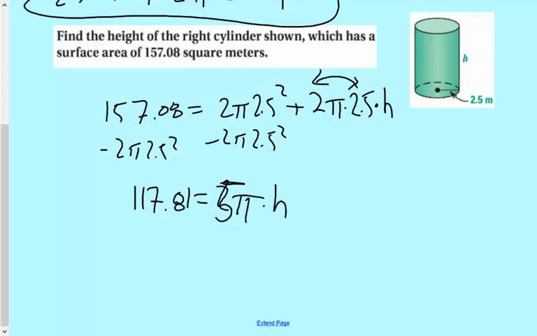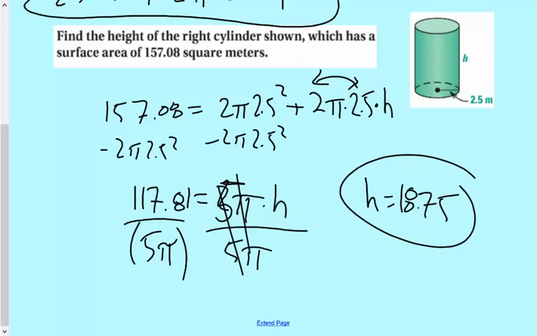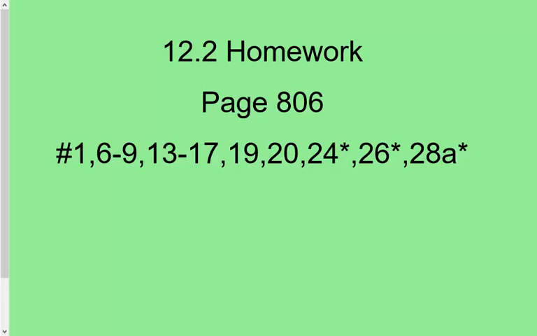Okay, and then I'm just going to divide by 5 pi to get h by itself. And just remember, when you're doing this, make sure that goes in parentheses. So divided by, in parentheses, 5 pi. That will give us our final answer. H equals 18.7500. There you go. So that's working backwards using algebra to find a missing value.